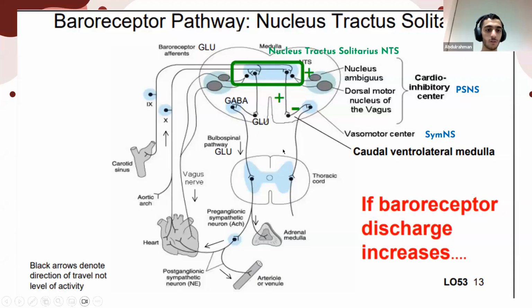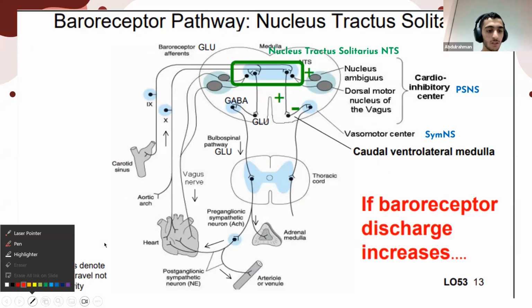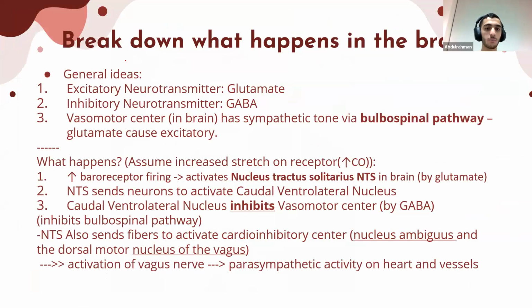Is this part clear? Yes. Okay, Inshallah, it's clear. Now, wait 1 second. Let me just take back my pen. Okay, so in the next slide, I put some breakdown of what we said in text.